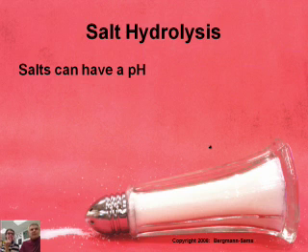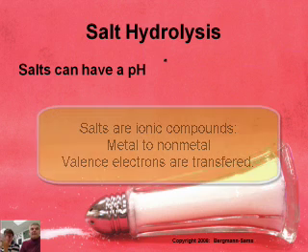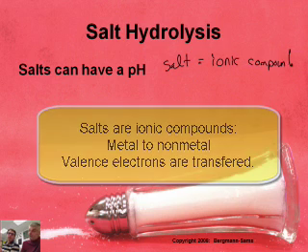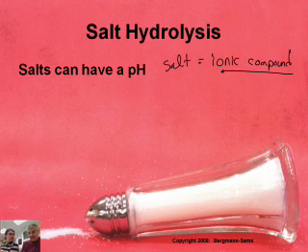Now, what does salt mean? A quick review is that a salt is an ionic compound. Remember, salt equals ionic compound. Now, some have a pH and some don't. So your typical table salt, NaCl, sodium chloride, is pH 7. It does not have a pH. But some salts can.